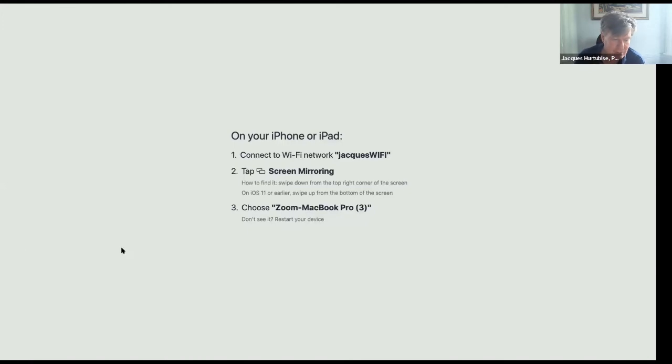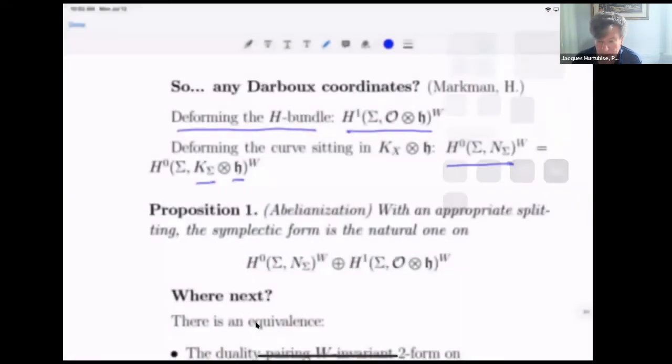Oh. I'll just try launching it directly and see what happens. Does it work? No, it doesn't. Oh, it does. Goody. Okay.